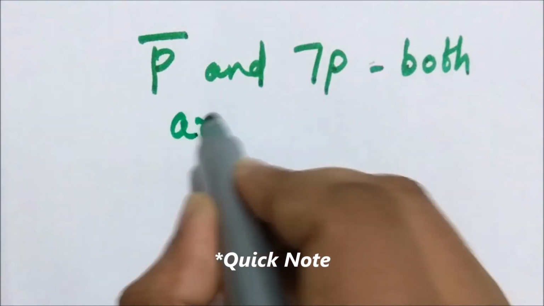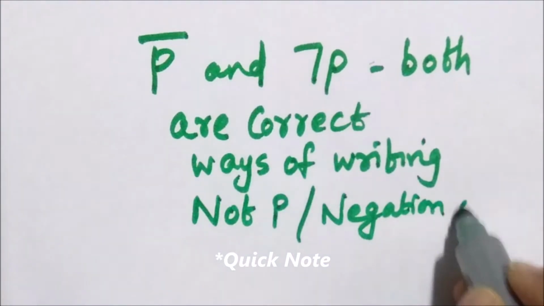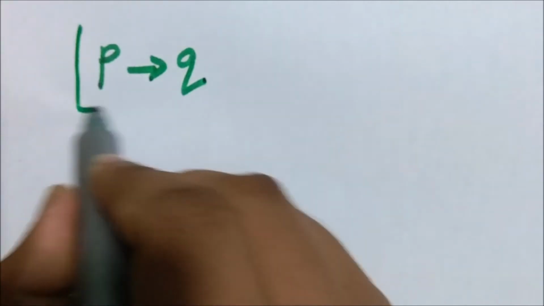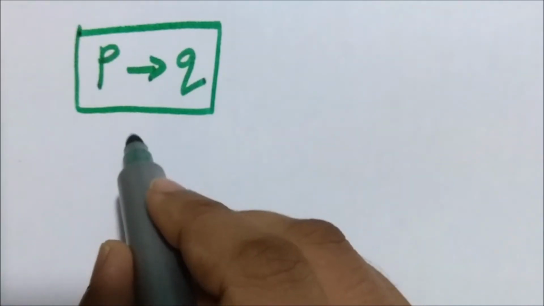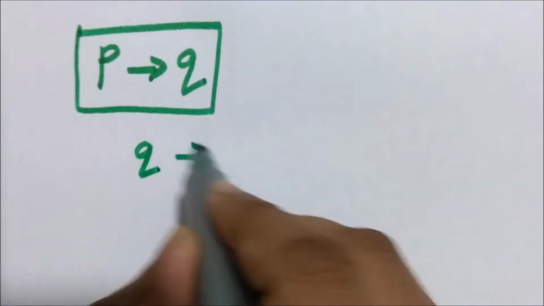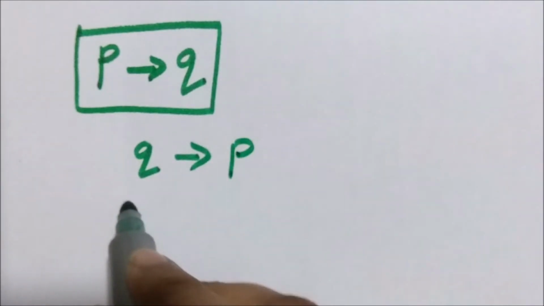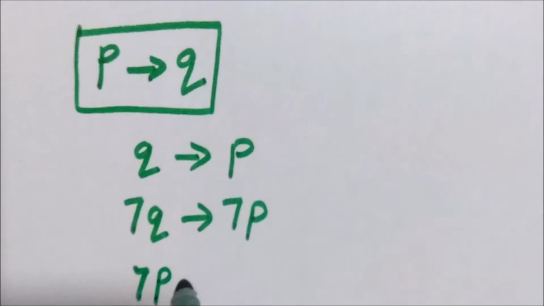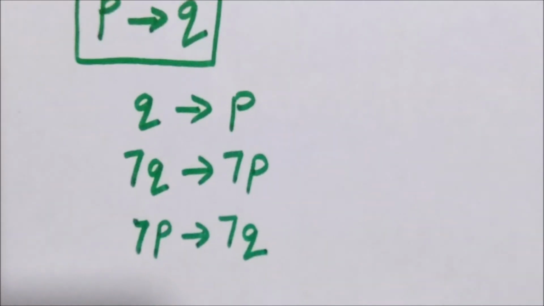Quick note, these two are correct ways of writing negation of P. Let's take a look at the conditional statement P implies Q. Starting with the statement P implies Q, we can form three new conditional statements, which are Q implies P, not Q implies not P, not P implies not Q.